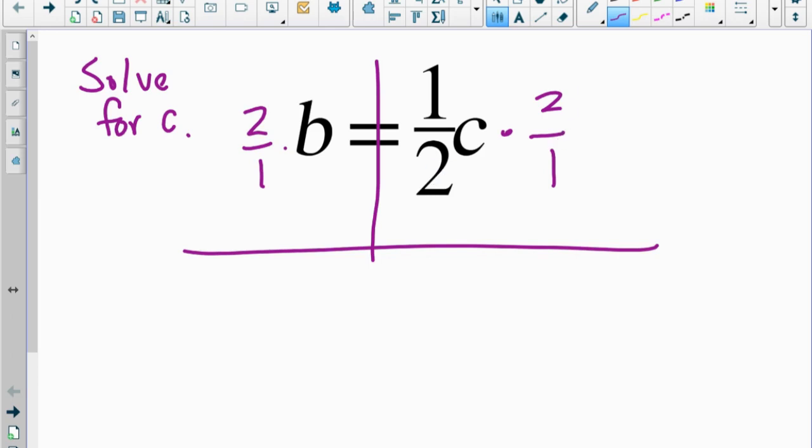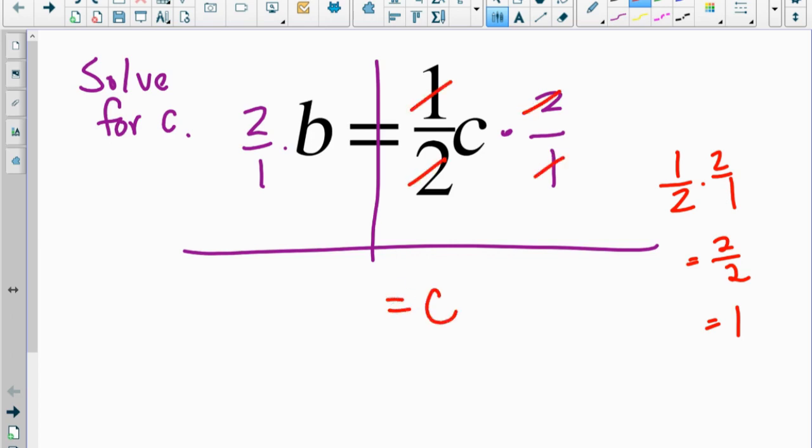Now when we multiply 1/2 times 2/1, right over here, notice you multiply straight across, so it becomes 2/2, which equals 1. That's why we multiply by the reciprocal, so that we'll always get the same number in the numerator and the denominator, so it equals 1. So the 2 is going to cancel with the 2, the 1 is going to cancel with the 1, and it's just going to leave you with 1C, or just C.